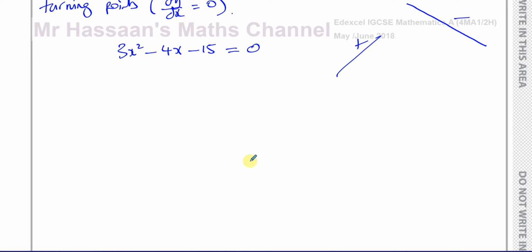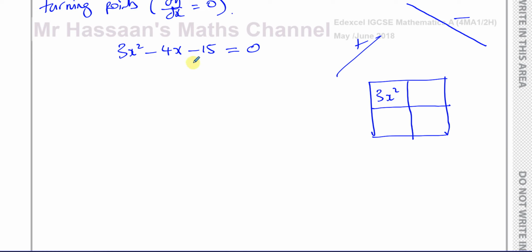Okay, so how do we factorize something like this? There's lots of different ways of doing it, splitting the middle term. I personally like to use my little window method, which some of you might find a bit strange, but it's basically a visual way of splitting the middle term. So I take the x squared term, write it in the top left hand corner. I take the constant term, including the sign, write it in the bottom right hand corner. And then I find the product of these two terms, that's negative 45x squared.